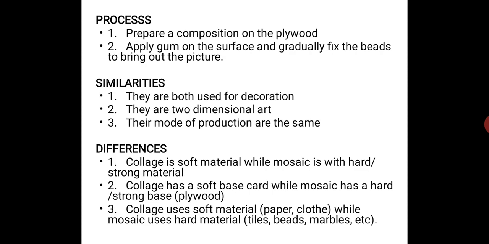Process. Just like we did the first one, you prepare your composition on the plyboard, apply your gum on the surface, and gradually fix the beads. Remember, you will draw your composition first. The drawing brings out your work, or helps in bringing out your work. Then you apply the gum on the surface and gradually fix the beads or whatsoever material that you want to use to bring out the picture.